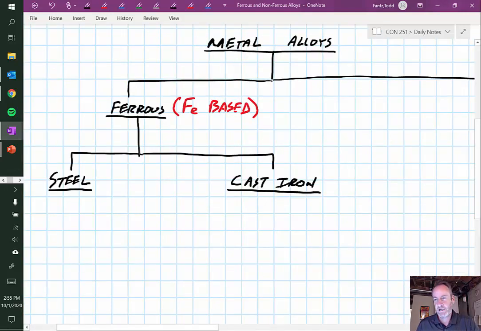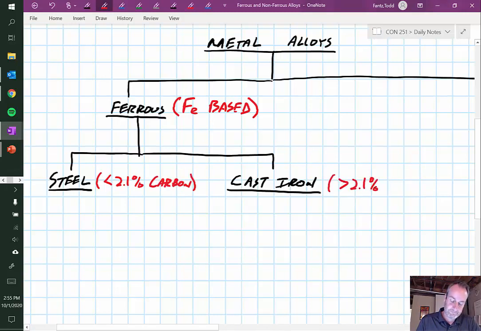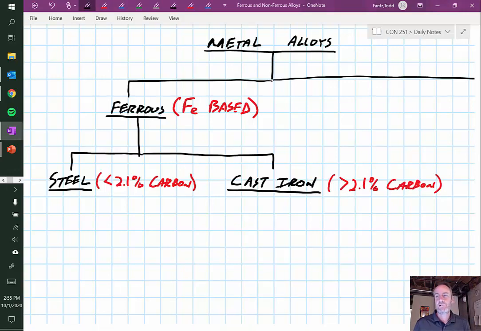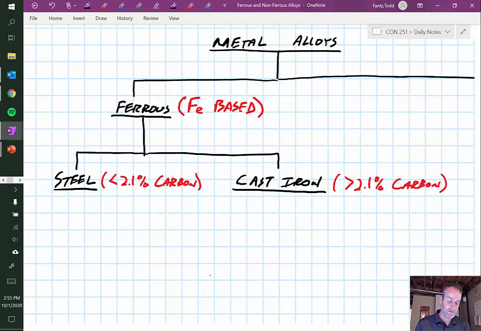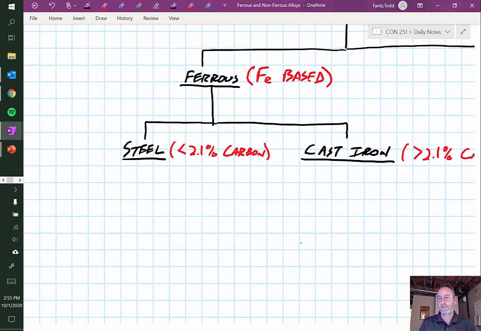What differentiates a steel from a cast iron is the amount of carbon within this ferrous material. Steel will have less carbon than cast iron, and if I were to put a percentage, I would say that steel has less than 2.1% carbon, while cast iron is greater than 2.1%.